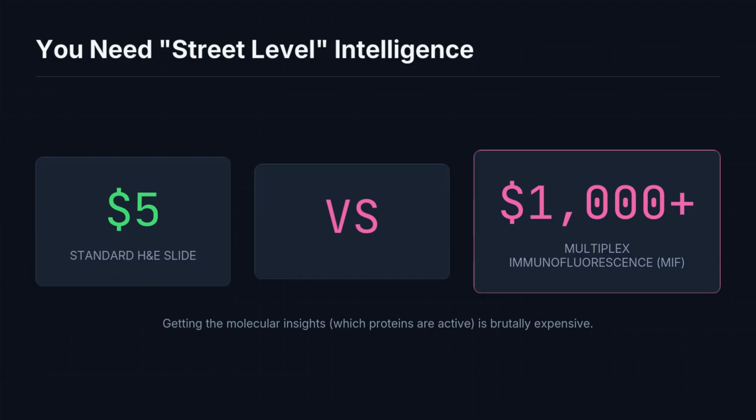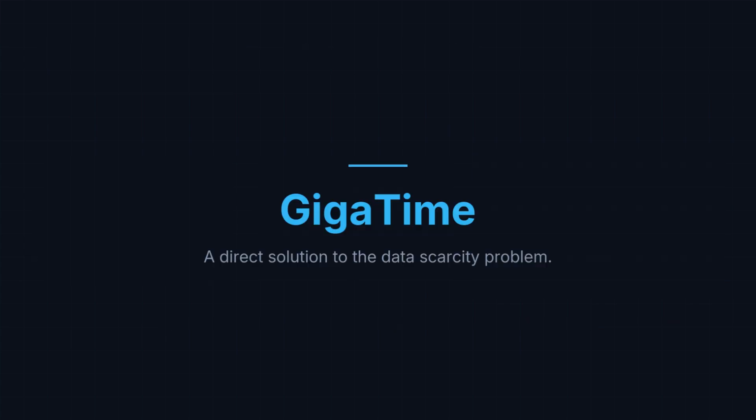And that's what we're going to talk about today, this new tool, GigaTIME, which feels like it's a direct solution to that exact problem. It really is. It was developed by researchers at Microsoft, Providence, and the University of Washington, and its core thesis is, what if we could generate that scarce data virtually? So taking the cheap H&E slides and turning them into the rich protein data. Exactly. It's a multimodal AI that translates those $5 slides into, well, virtual MIF images, predicting activity for 21 different proteins.